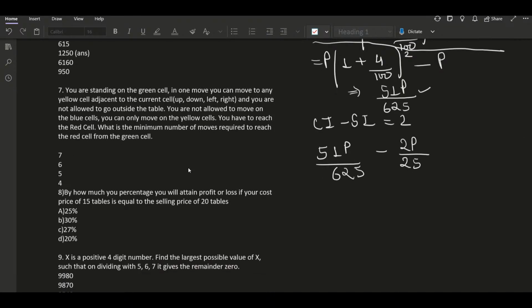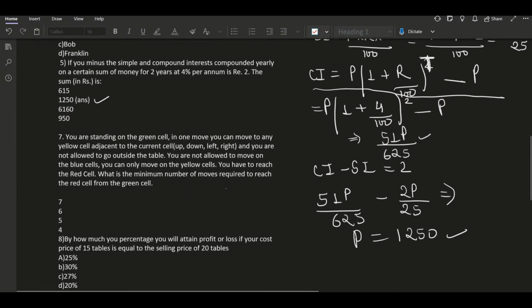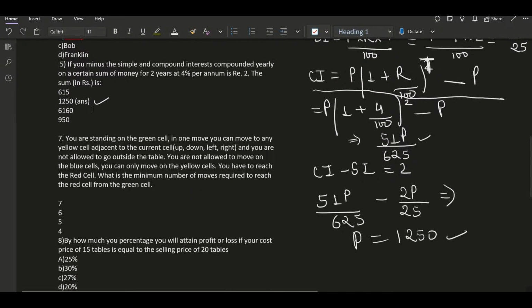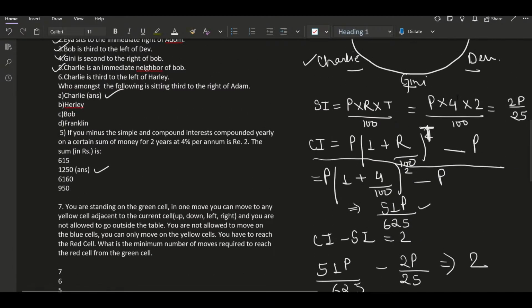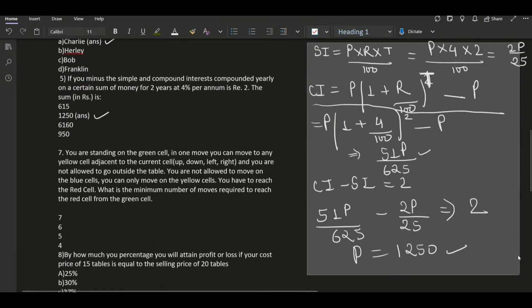When you subtract these, you will easily get P equals 1250, and that is our answer. If you solve this equation, which equals 2, you will get P equals 1250. That is the sum of money that we have initially. So this is the kind of approach you can follow here. Now moving to the next question.